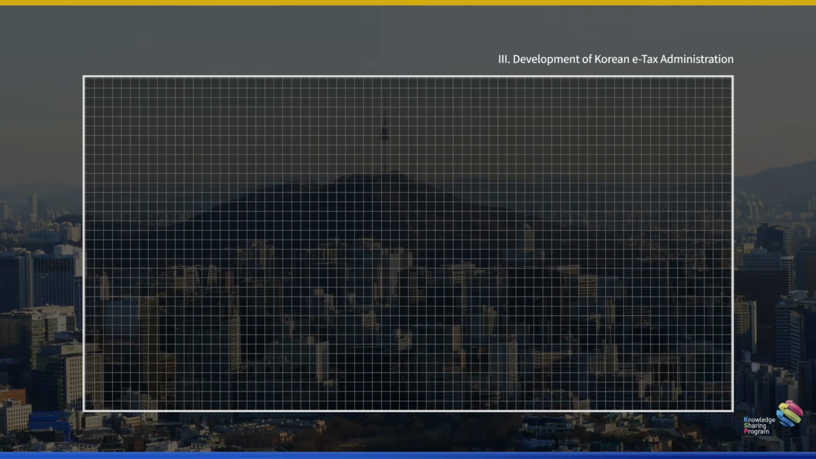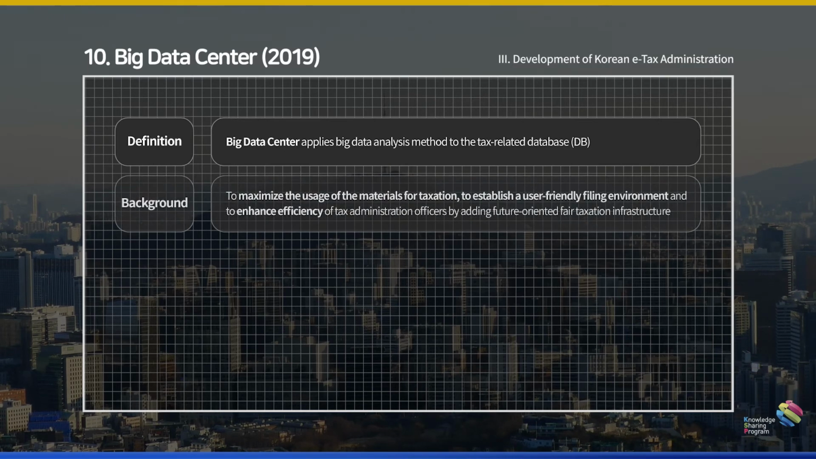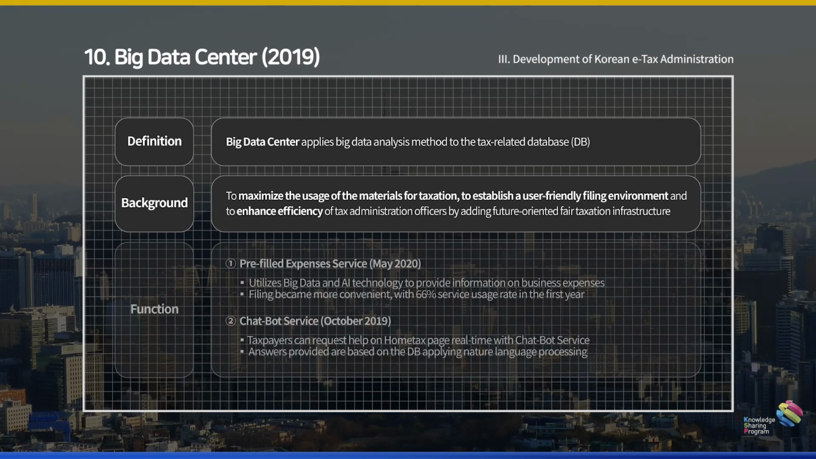In the same year, the Big Data Center was established, which applies the big data method to the tax-related database. Establishment of the Big Data Center was initiated to maximize the usage of the materials for taxation, to establish a user-friendly filing environment, and to enhance the efficiency of tax administration officers by adding a future-oriented fair taxation infrastructure.